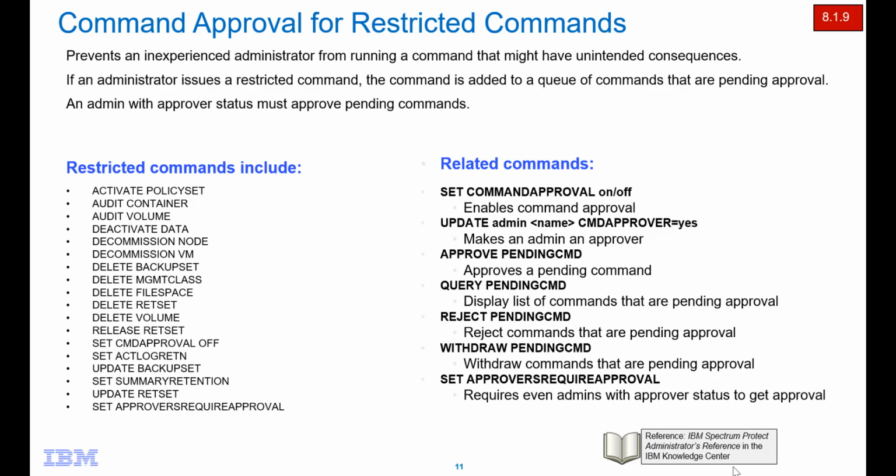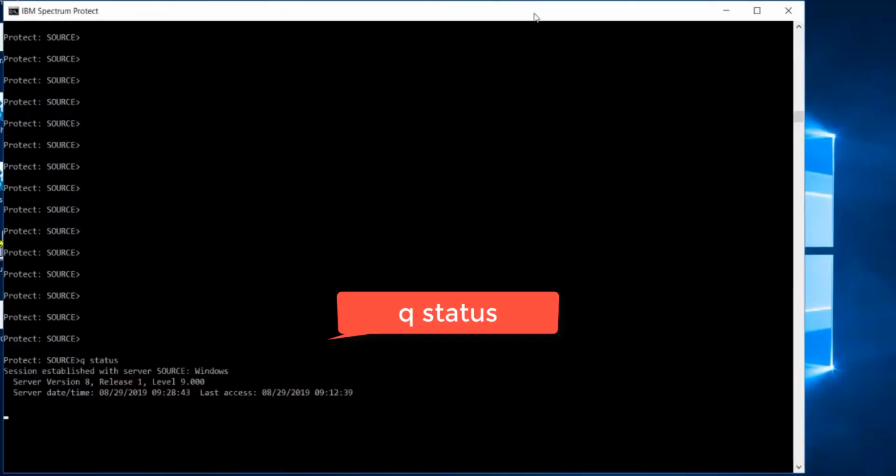I've listed here the restricted commands. The command approval process can either be done from the Operations Center or the command line. In this video, I'm going to show you how to do it from the command line. Be sure to check out the other video which shows the other way. Let's go ahead and get started with the command line.